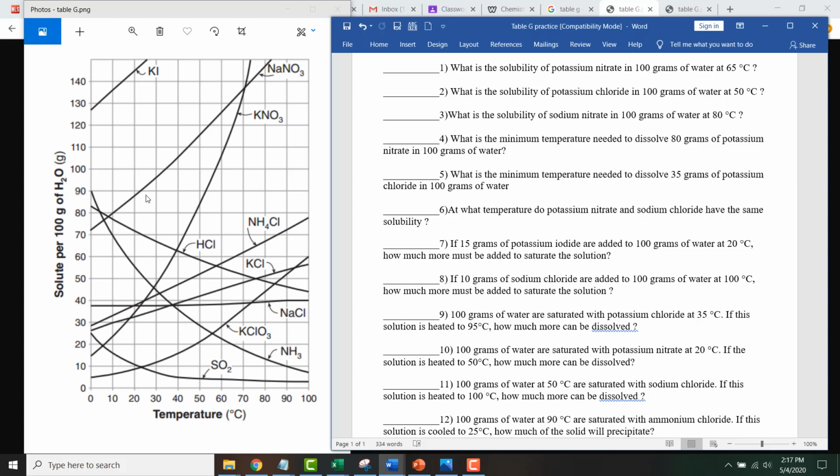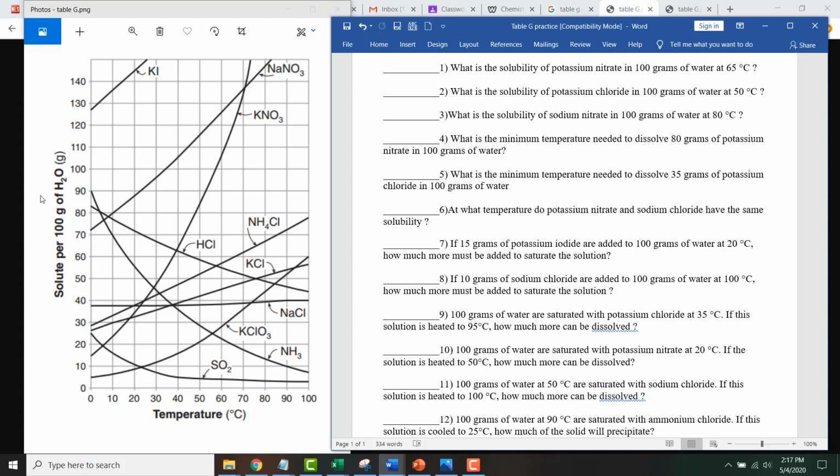Now, the one that you have in your reference table is slightly different, maybe it looks a little bit different because there's a slash here instead of the word "of". But what this really means is, for example, it says solute per 100 grams of H2O, which of course is water. So that means how much stuff am I dissolving in 100 grams of water?